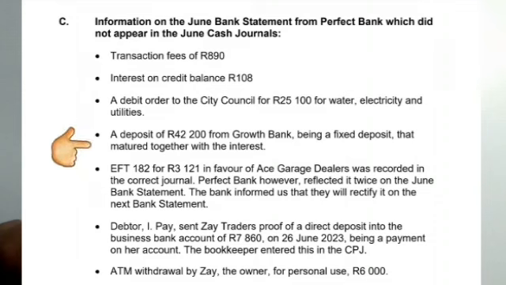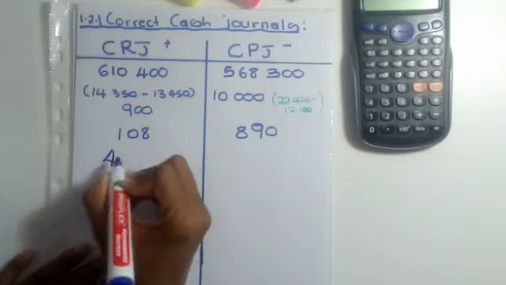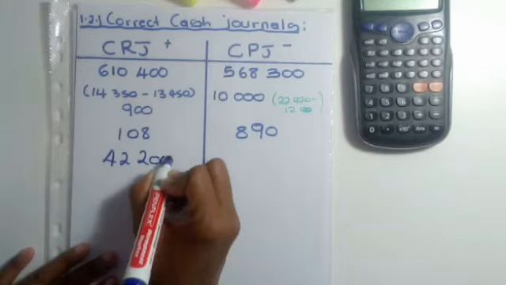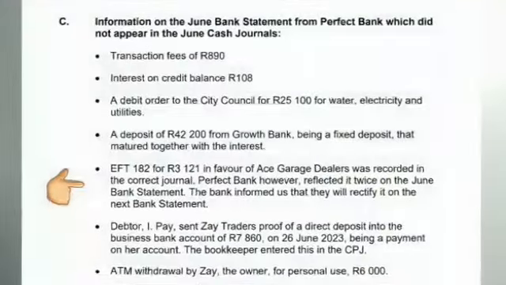So it's a fixed deposit that is matured, meaning that it is our money. We had put it in there on a fixed deposit. We could not use it for a while, but now it has matured, meaning it's being released to us to be able to use. So it is a plus on our side of 42,200.